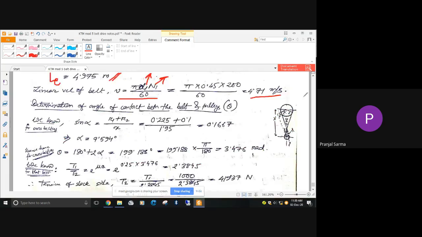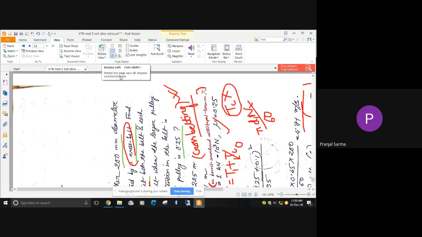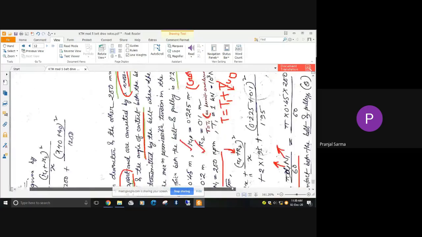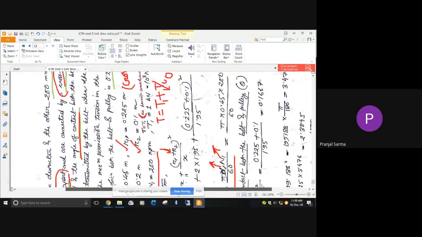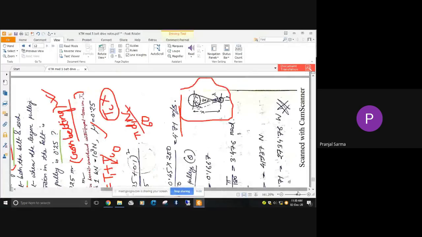If you recall this particular figure of cross belting, the cross belting is something like this. I think I have rotated this. Let me, up to this class, any questions, anyone? Let me know, understood or not. Yes, I understood. Okay.